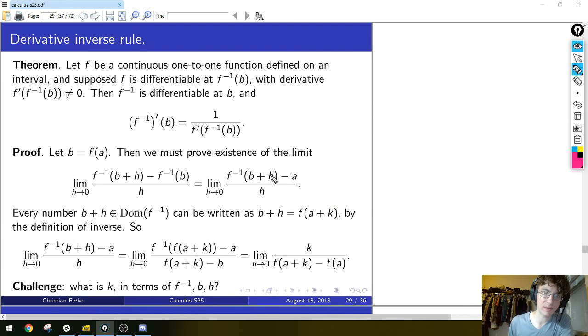Okay, so everything so far has been just juggling variables. We've defined a k and re-expressed it in terms of this k. So now I will ask you a challenge. Take this equation, b plus h is f of a plus k, use this and solve algebraically, and tell me what is k. Solve for k, and your answer can involve f inverse, b, or h, but it should not involve a. So what do you think? Take a minute to think about that.